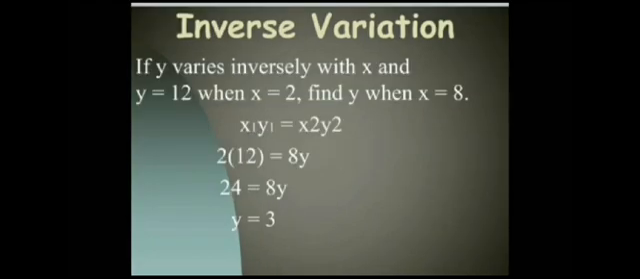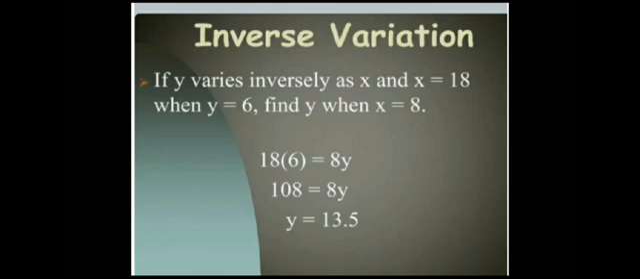If y varies inversely with x and y is equal to 12 when x is 2, then we have to find out y when x is equal to 8. So here we are taking x1 as 2 and y1 as 12, x2 as 8, and we have to find out y2. So 12 twos are 24, which is equal to 8y, and then we divide 24 by 8, and we get y = 3.